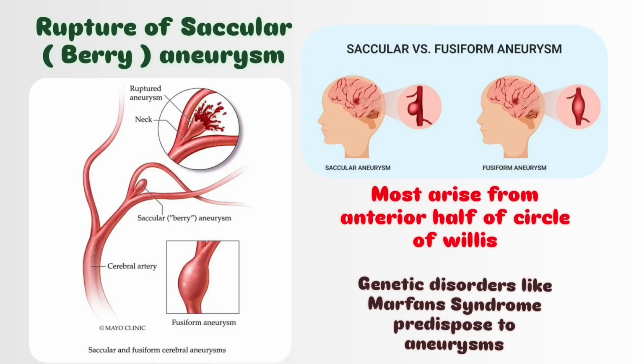A very important cause of subarachnoid hemorrhage is the rupture of a saccular or berry aneurysm. Aneurysms in the brain can be of multiple types, the most common being the saccular or the fusiform type, of which the most common is the saccular or berry aneurysm, and they mostly arise from the anterior half of the circle of Willis. Genetic disorders like Marfan syndrome also predispose to aneurysms.